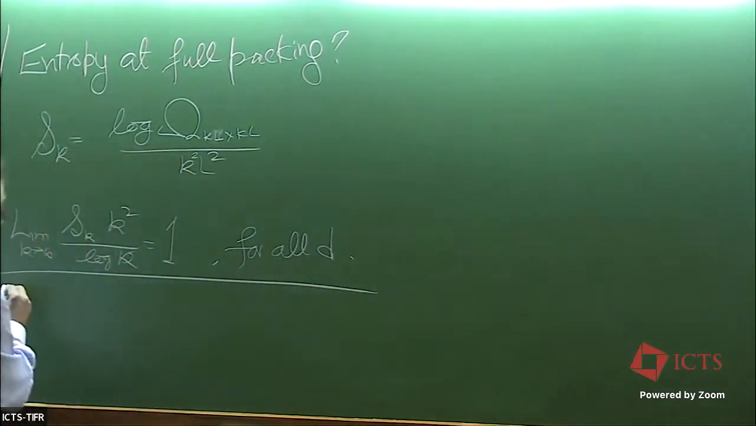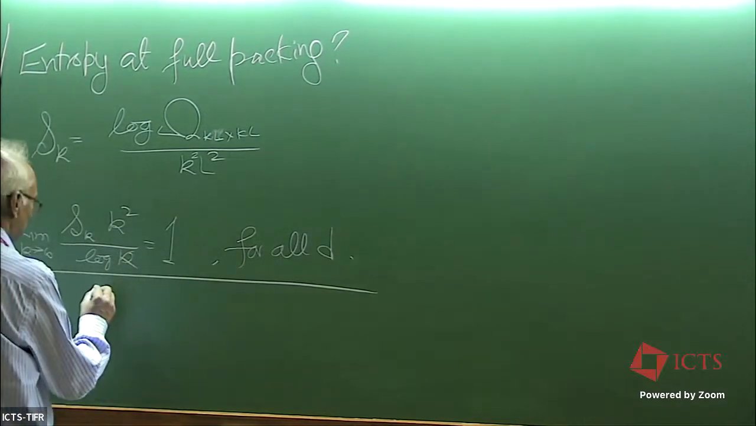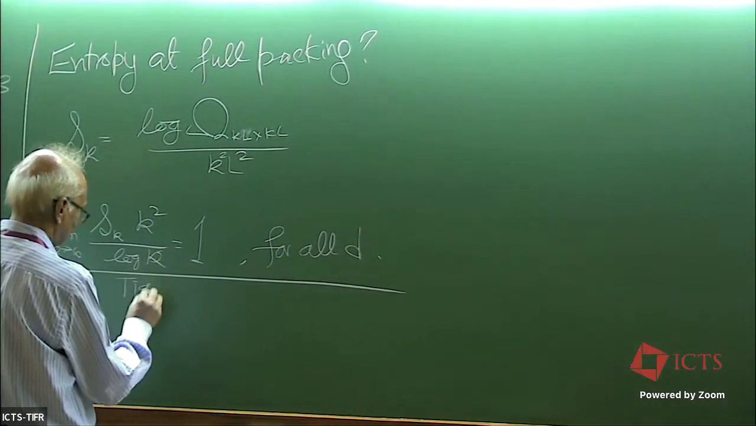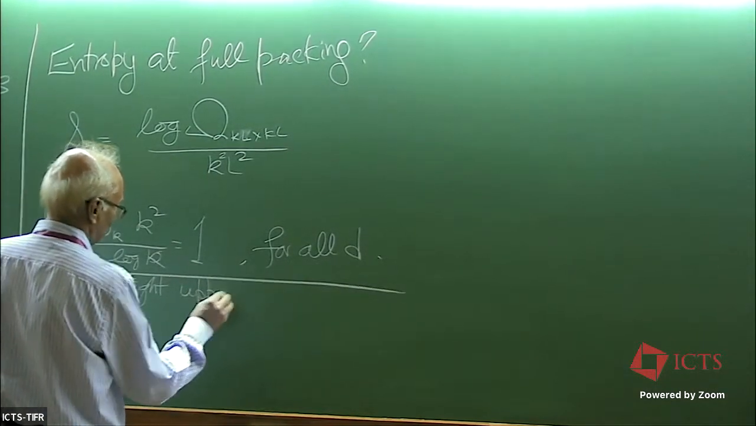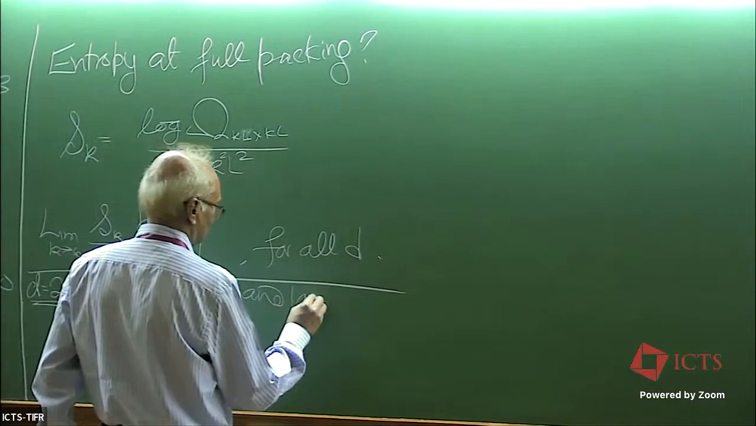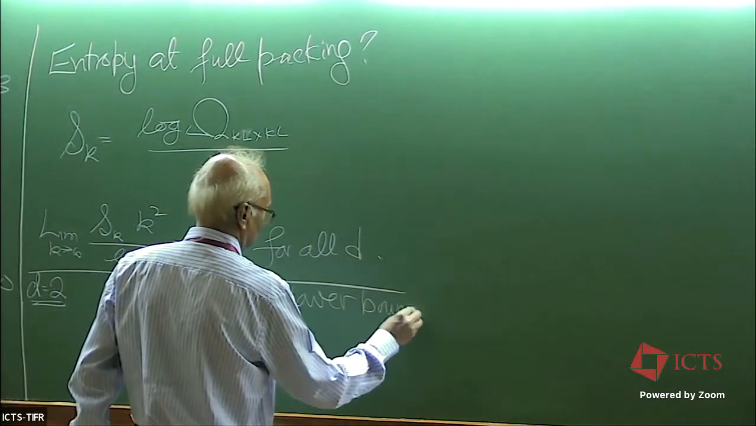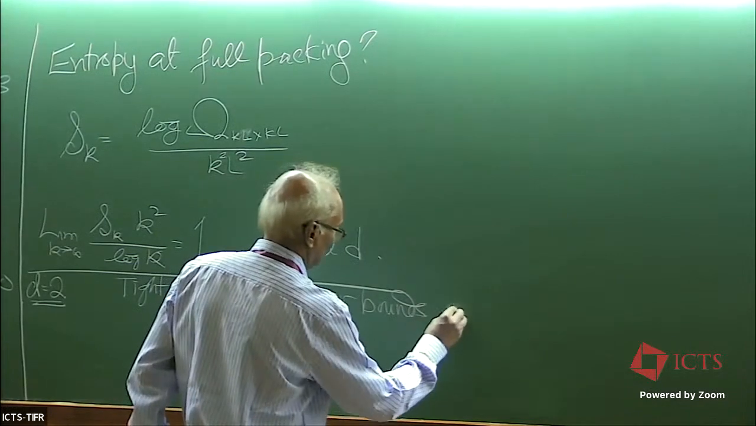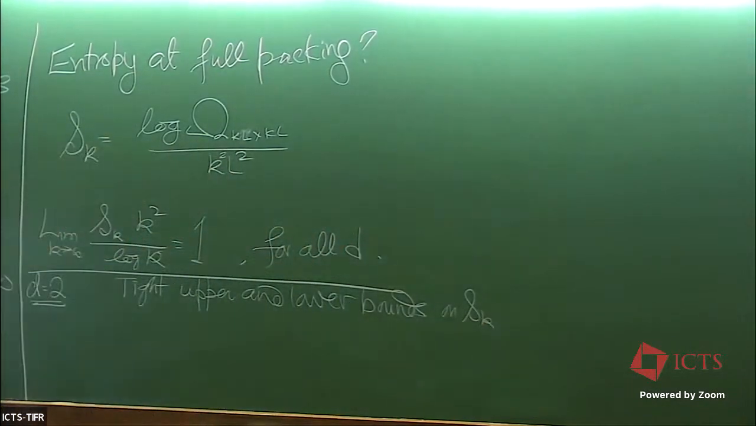So d equal to 2. What I will do is establish tight upper and lower bounds on Sk. So we gave some lower bound on Sk here. It says Sk is greater than or equal to log 2 by k squared. You just have to divide this here.